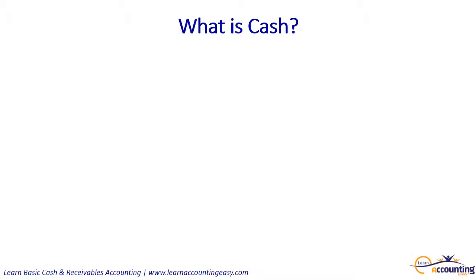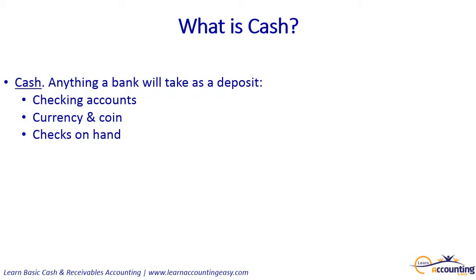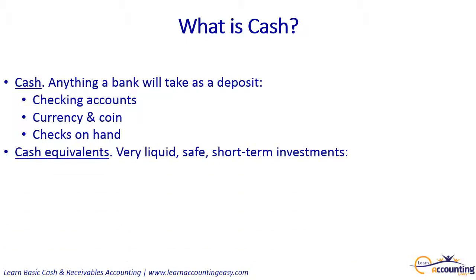The next thing we need to talk about is, what is cash? Well, first, we can talk about anything a bank will take as a deposit, and that's going to include checking account balances, currency and coin that we actually may have on hand at the company, and then also checks on hand, checks that we've received from customers or others. But we also have something called cash equivalents, and we're going to call that cash as well in the financial statements, on the balance sheet that is.